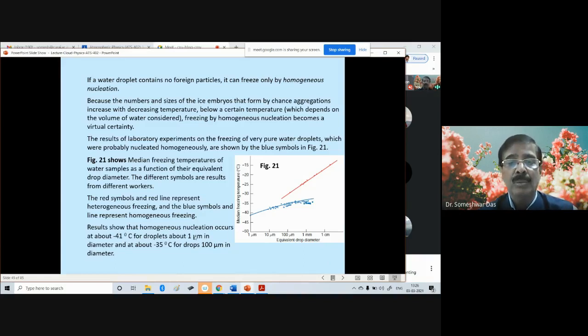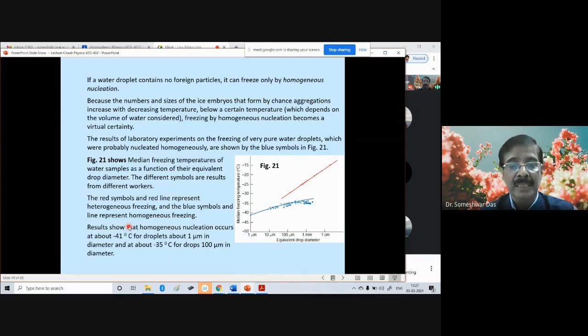Results show that homogeneous nucleation occurs at about minus 41 degrees centigrade. I was telling you earlier that pure water can exist in supercooled state even at temperatures as low as minus 40 or minus 41 degrees centigrade, for droplets of about 1 micron in diameter, and at about minus 35 degrees centigrade for drops of 100 micron in diameter.